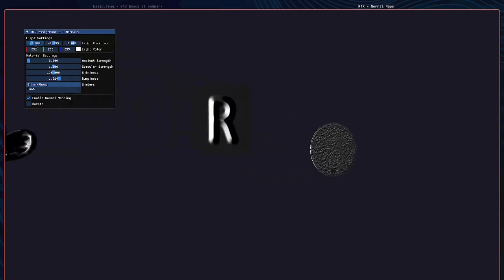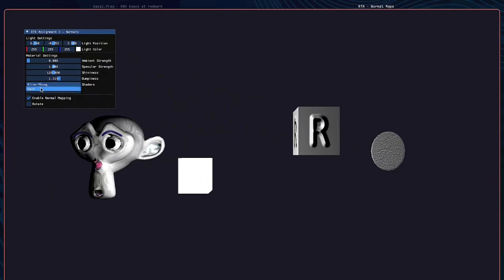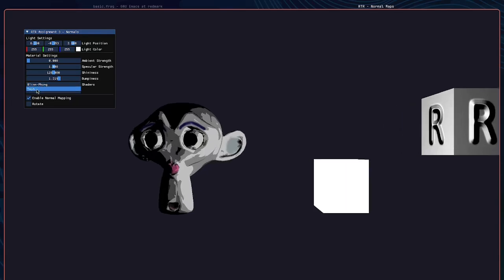Normal mapping works with any lighting model. Here it is with smooth lighting and here with cell shaded toon lighting. The surface detail is preserved in both cases.